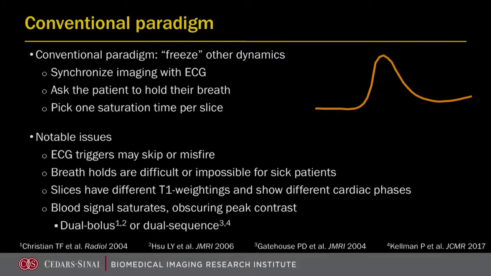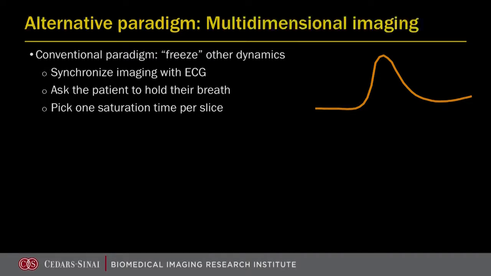Of course, this comes with very familiar issues. ECG triggering may skip or misfire. Breath holds are difficult for many patients. The slices end up having different T1 weightings and actually show different cardiac phases. And then the blood signal saturates for a single T1 weighting, obscuring peak contrast. And so there's two basically frameworks for dealing with that. One is a dual bolus, and one is a dual sequence method.